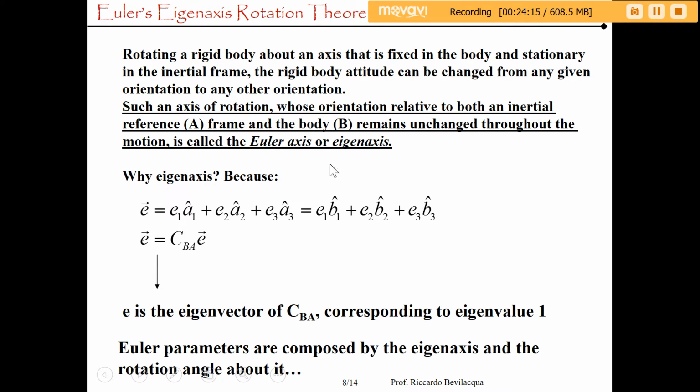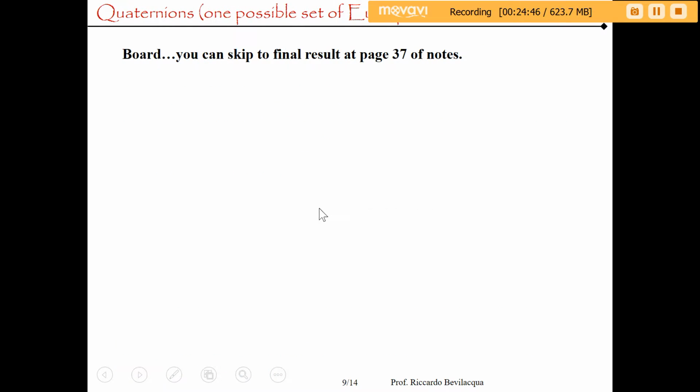We don't demonstrate this. It's called eigenaxis because basically it's the same if you represent it in A or in B. So if you apply the DCM C from A to B to E, you get E itself. So it's an eigenvector of CBA. Now, all possible sets of variables, there are 4, the Euler parameters, are composed by the eigenaxis E and an alpha angle. They're just different combinations of these two.